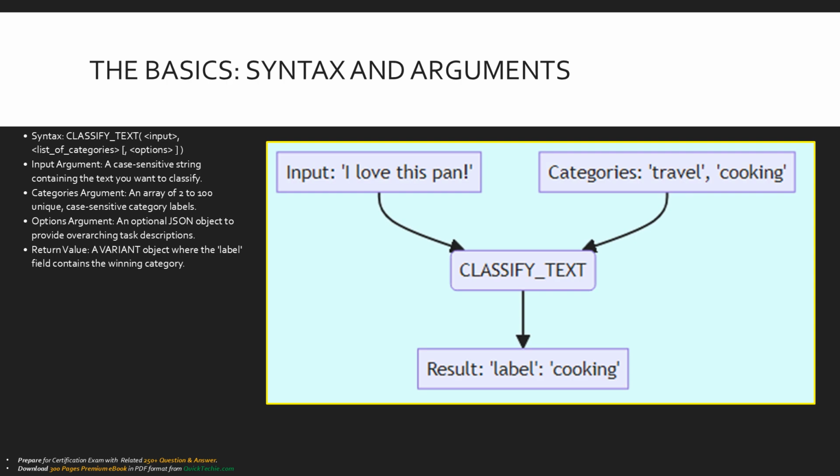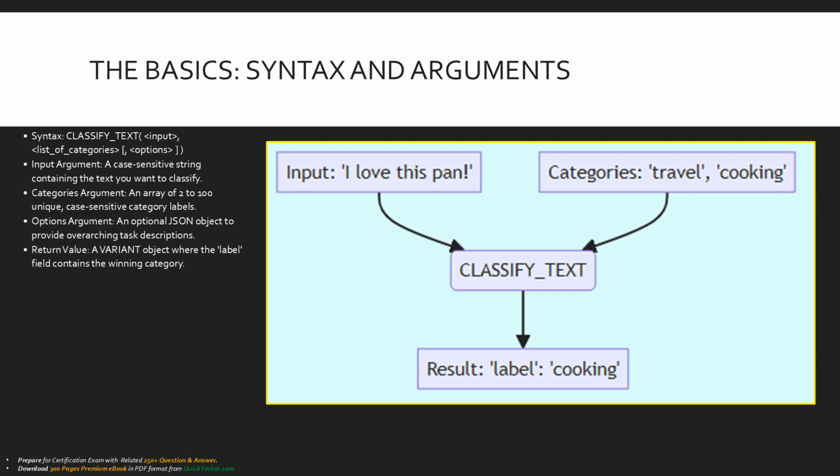The second argument is your list of categories, provided as an array. You must provide at least 2 categories, and you can provide up to 100 unique labels. These labels are also case-sensitive. The function evaluates the text and returns a variant data type, specifically a JSON object. You simply extract the label key from this object to get the assigned category. This standardized output allows you to easily cast the result into a standard varchar column in your tables.